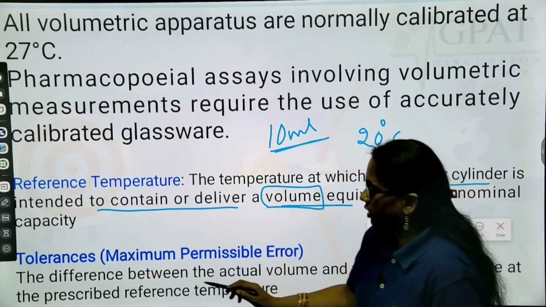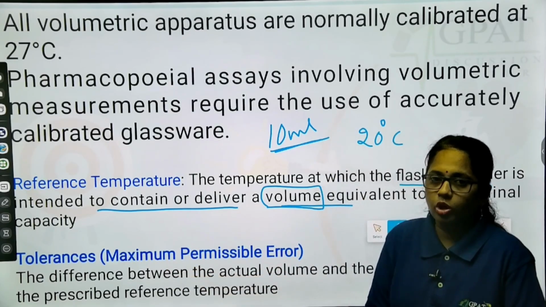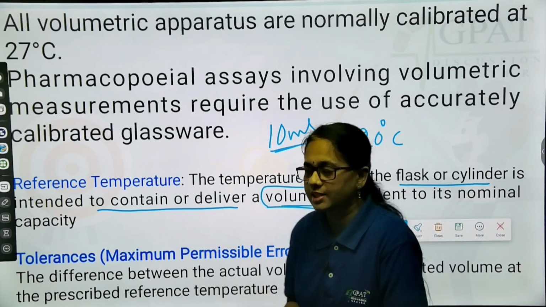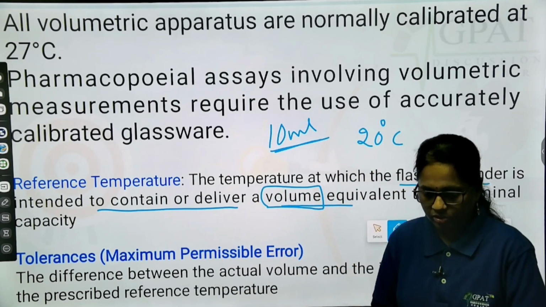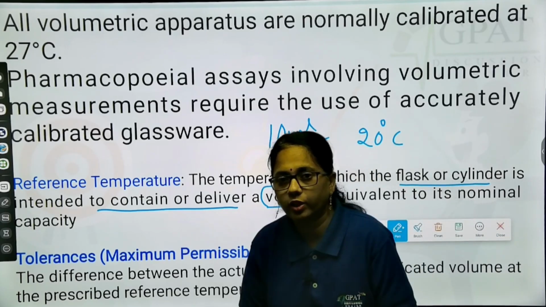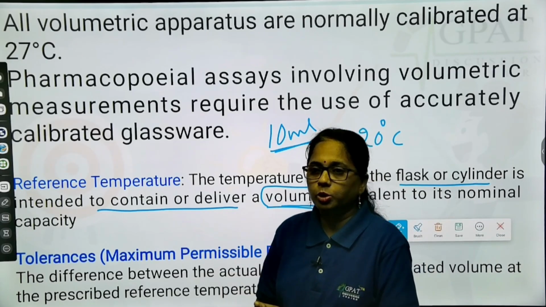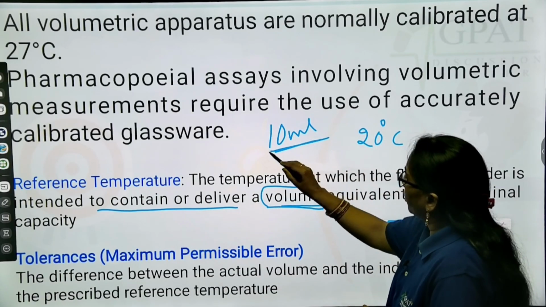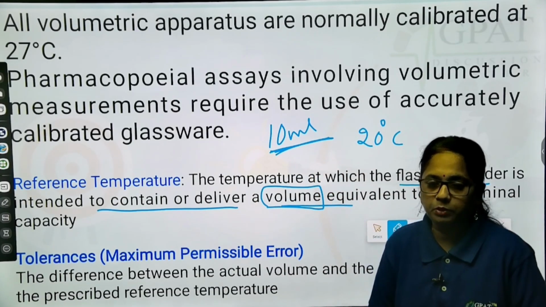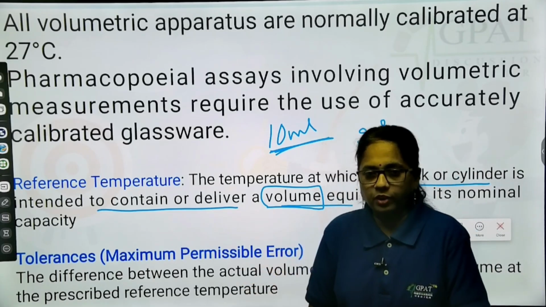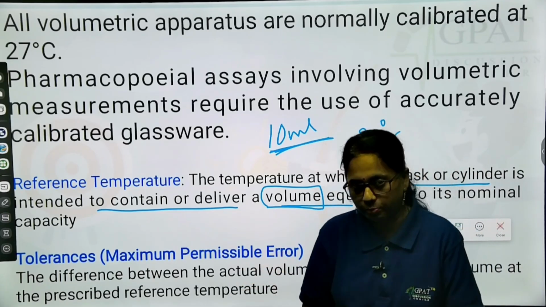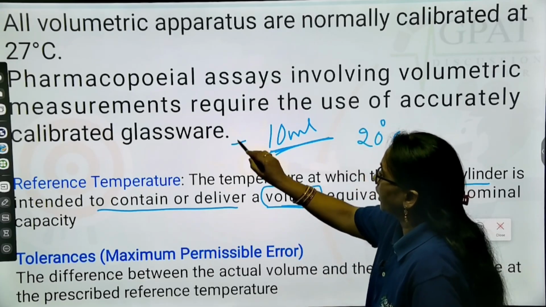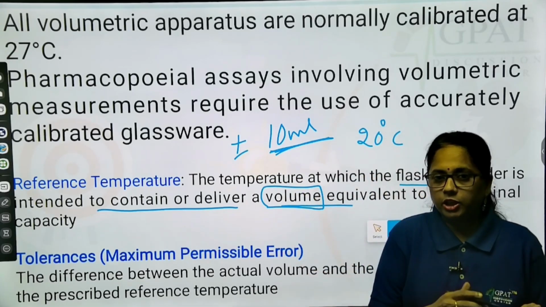So let us see what the tolerance limits are. These tolerances are nothing but maximum permissible errors. That means whenever we have measured a volume after calibration, if you subtract the nominal capacity from the observed value, that is called the tolerance limit, the maximum permissible error. It could be a plus or minus value, either on the negative side or the positive side.